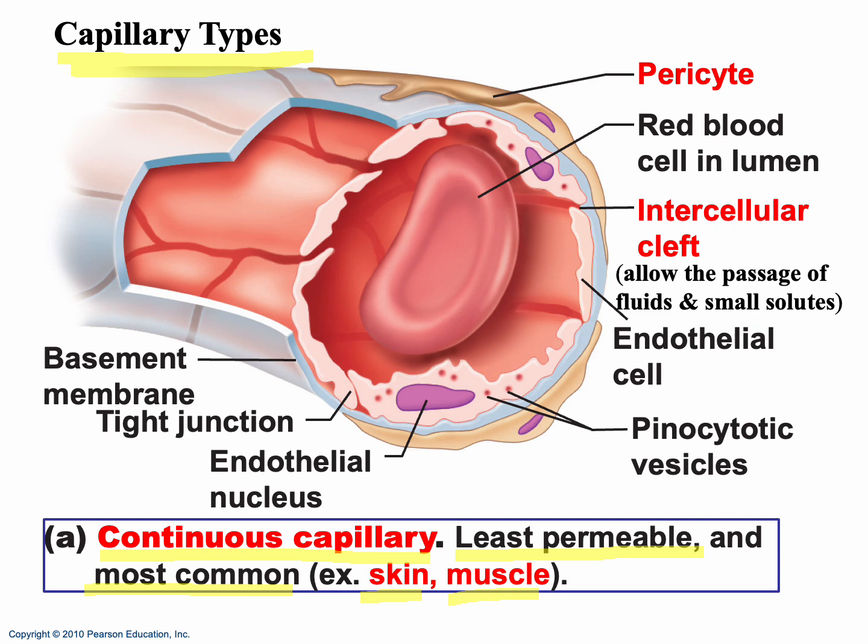So their overall permeability is fairly low. And so the reason for that, you can see here, there's tight junctions here, and the intercellular clefts are pretty much, that's a pretty small opening there. So this only allows for the passage of very small fluids and solutes here. So that's the first type of capillary in your body, the continuous capillary.